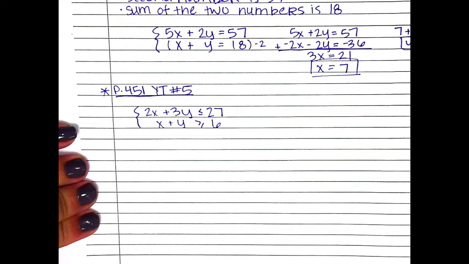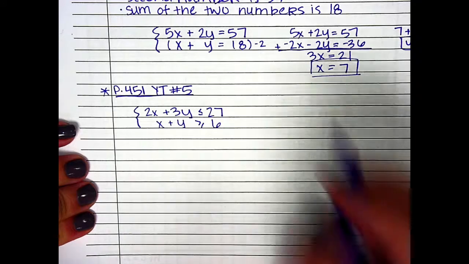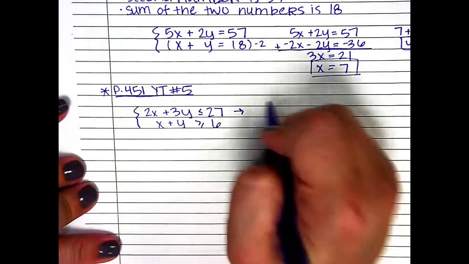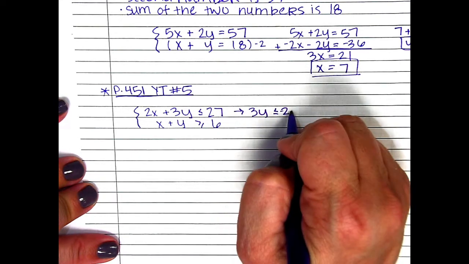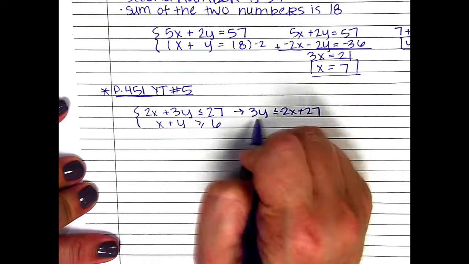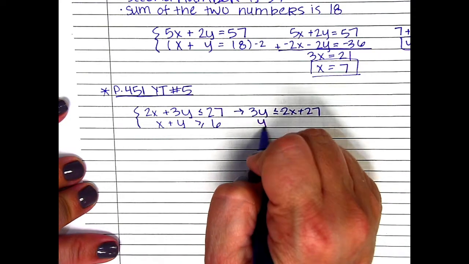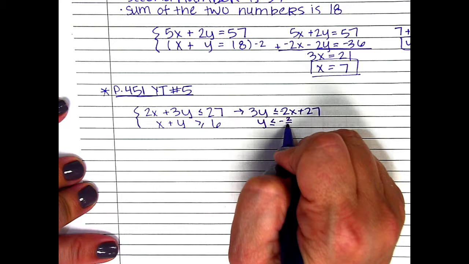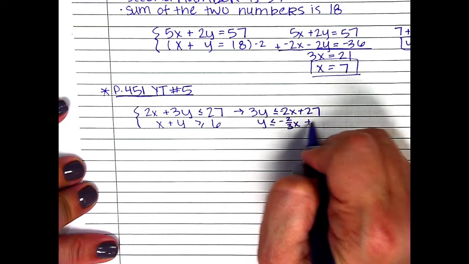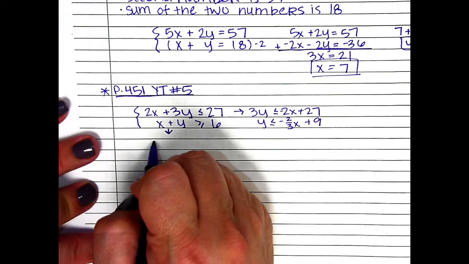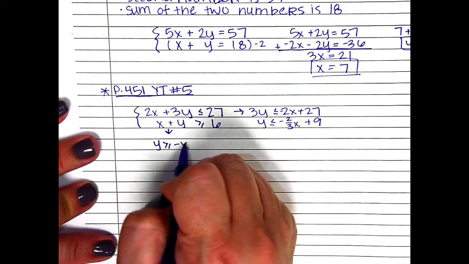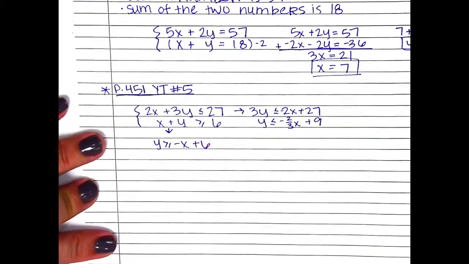Because these are inequalities, what we have to do is solve them each for y and graph to find the possibilities. So this would be 3y is less than or equal to negative 2x plus 27. Divide everything by 3, so y is less than or equal to negative 2/3 x plus 9. And then for this one, we just have to subtract the x, so y is greater than or equal to negative x plus 6. Okay, we're going to make our graph real quick.